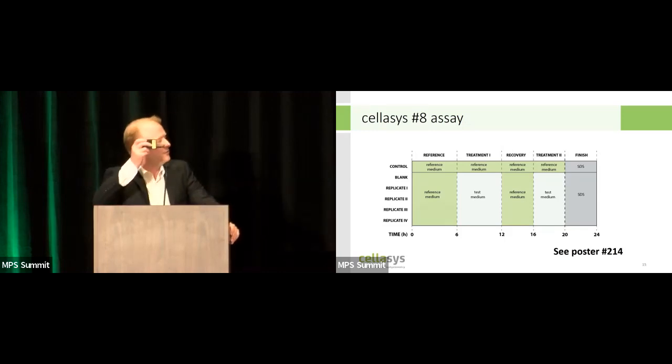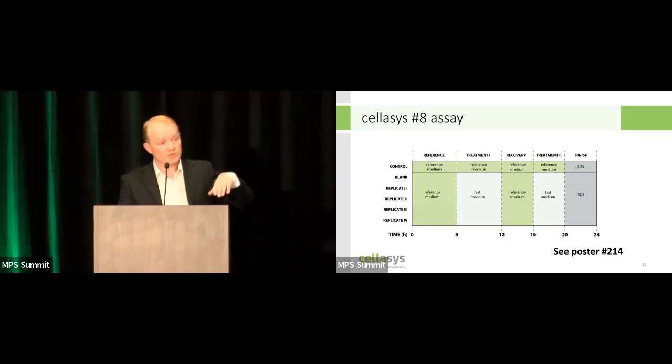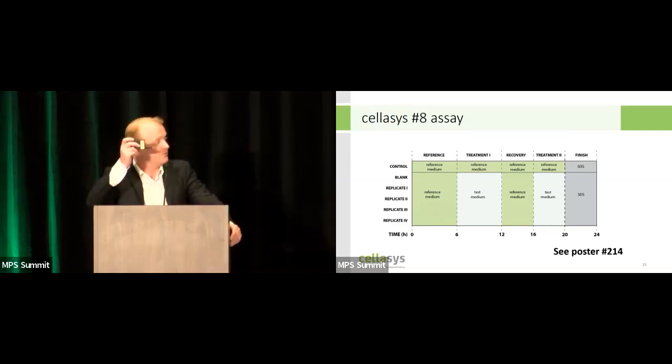So what we see here, as I mentioned before, we have a 6-channel system, so we can make 4 replicates. And here we start with a reference medium for 6 hours, then we add treatment medium for 6 hours, then again reference medium for 4 hours, treatment medium for 4 hours, and then a positive control toxic medium for 4 hours. Everything is automated, and since we are working label-free, we see the effect of the treatment medium, and we see the effect of the recovery.